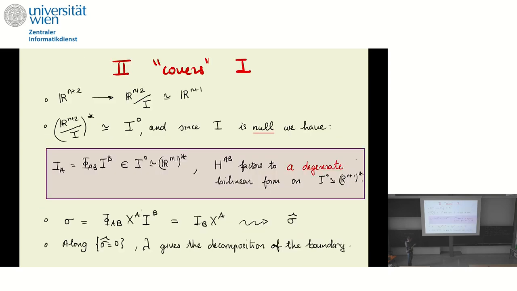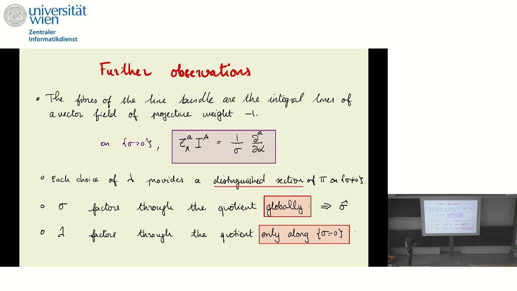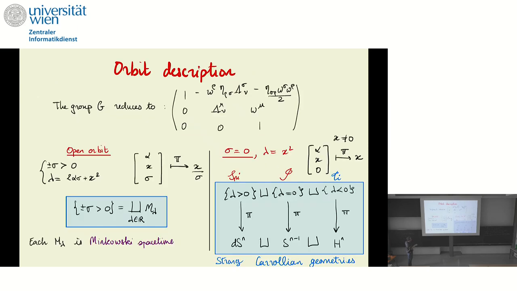Okay, so this is what I was saying. Now, how do I see this? Another way of seeing this is that if you look at this quotient here, this is what I'm doing by quotienting out the line. I'm just projecting away onto a Lorentz space. What we can see here is that sigma is compatible with this quotient.